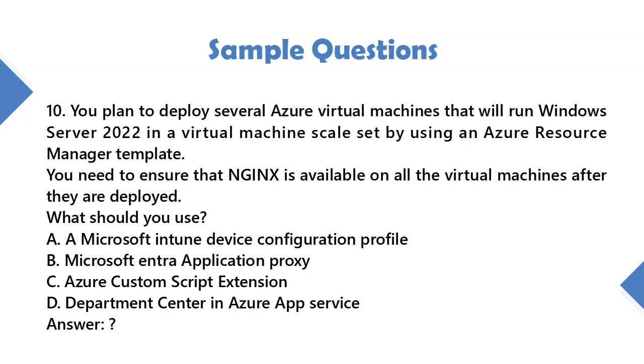10. You plan to deploy several Azure virtual machines that will run Windows Server 2022 in a virtual machine scale set by using an Azure Resource Manager template. You need to ensure that Nginx is available on all the virtual machines after they are deployed. What should you use? A. A Microsoft Intune device configuration profile. B. Microsoft Entra application proxy. C. Azure custom script extension. D. Deployment Center in Azure App Service.